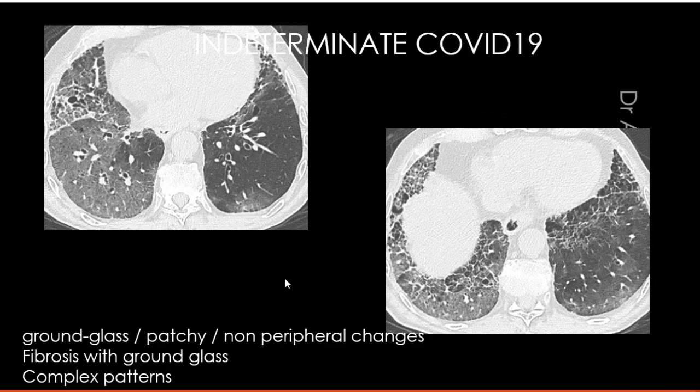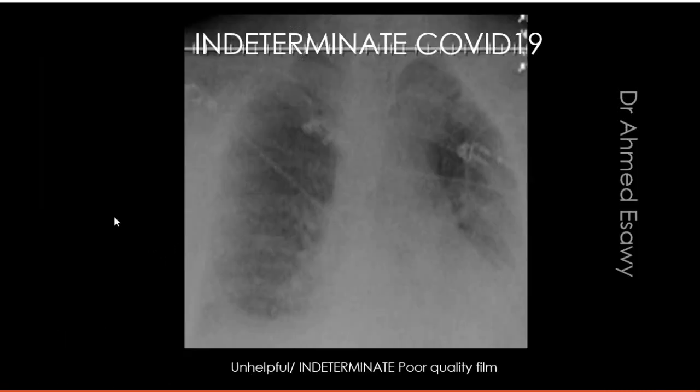Indeterminate COVID-19: ground glass, patchy, non-peripheral changes, fibrosis with ground glass. This complex pattern could be seen in other interstitial lung disease or connective tissue lung disease. Bronchiectatic changes. Indeterminate COVID-19 on X-ray in this case is unhelpful. This poor quality film is non-specific for COVID coronavirus infection.